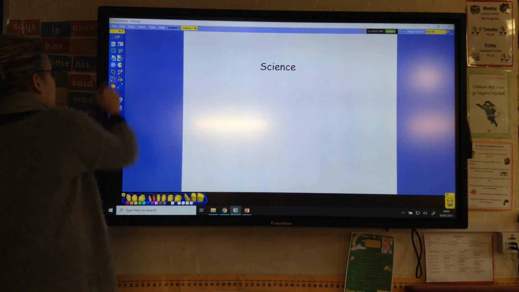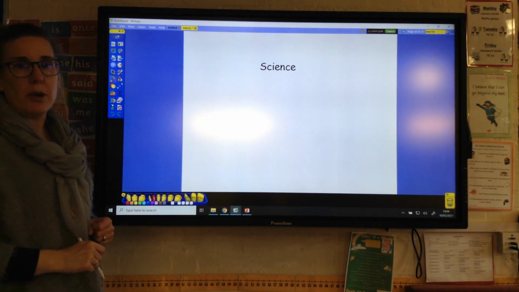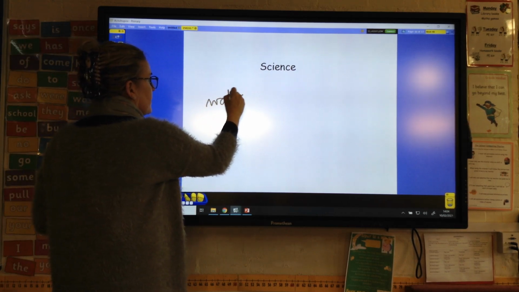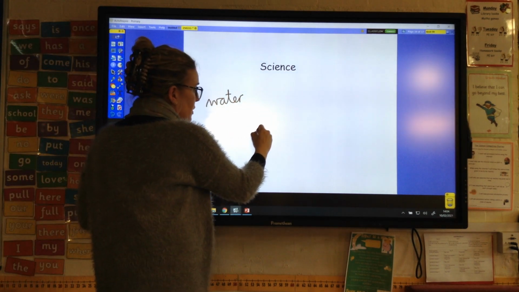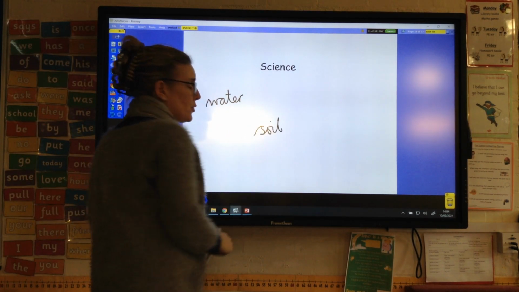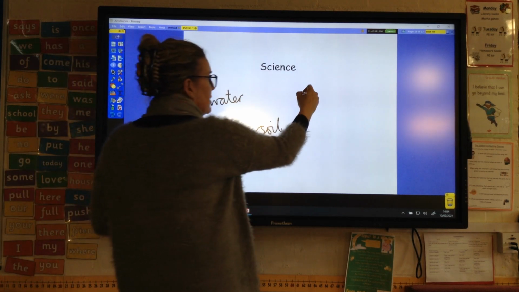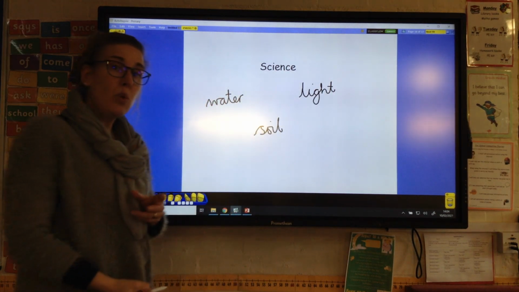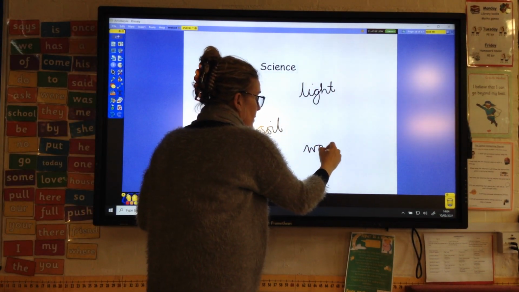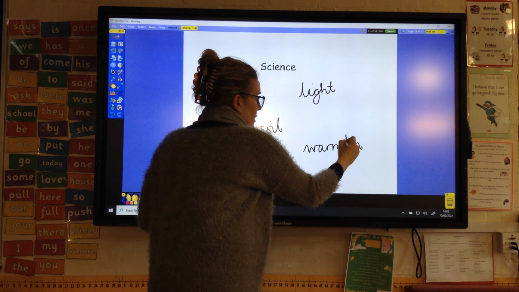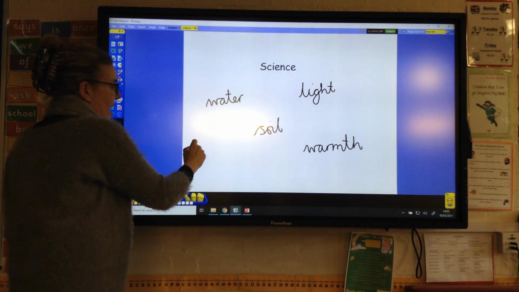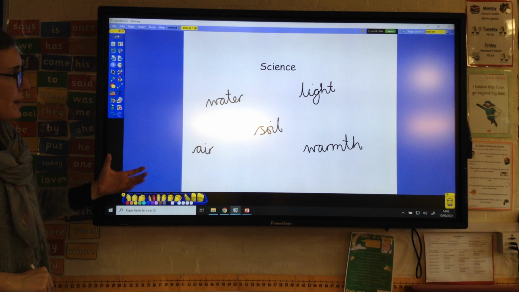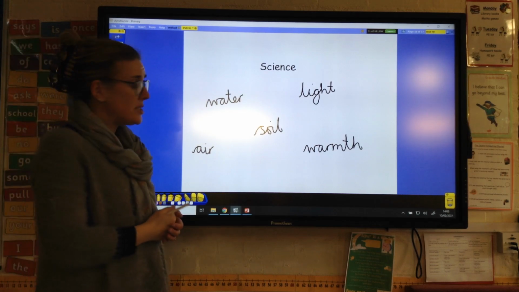Okay, so we'll collect our ideas together here. What do we think a plant might need? Yeah, it needs water. Yes, it needs soil, and the soil provides the food for it. It needs light. It needs warmth. And it does need air. It needs air or oxygen to grow, doesn't it? And carbon dioxide, so it needs the air around us. So there are lots of things that plants need to grow.